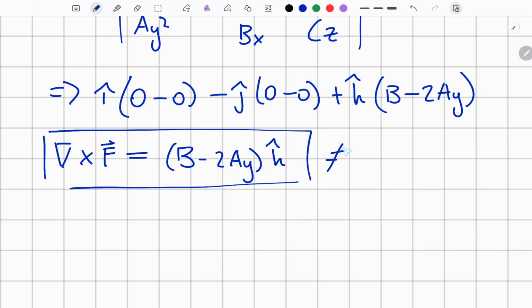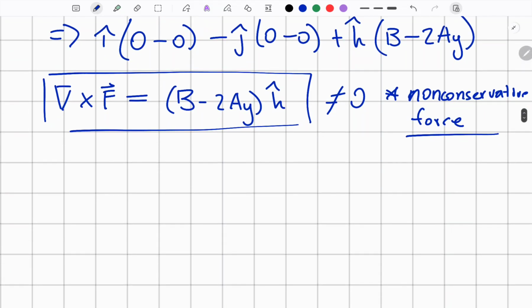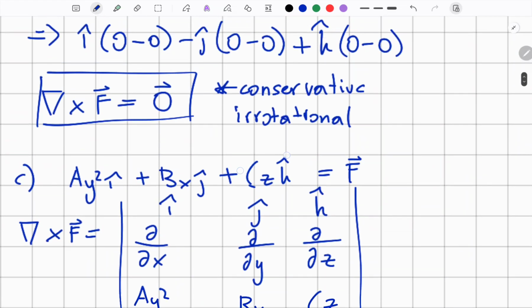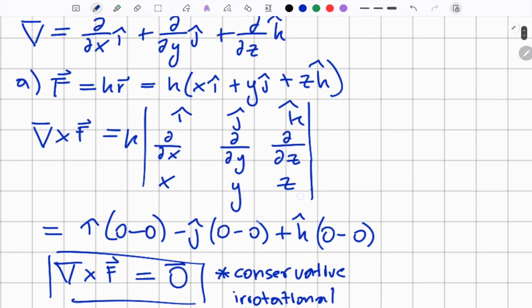This is not equal to 0, so this is a non-conservative force. And this field does have rotation. It's not an irrotational vector field, so it's a non-conservative force because the curl of that force is not 0. Pretty sure that's all the question asked us.